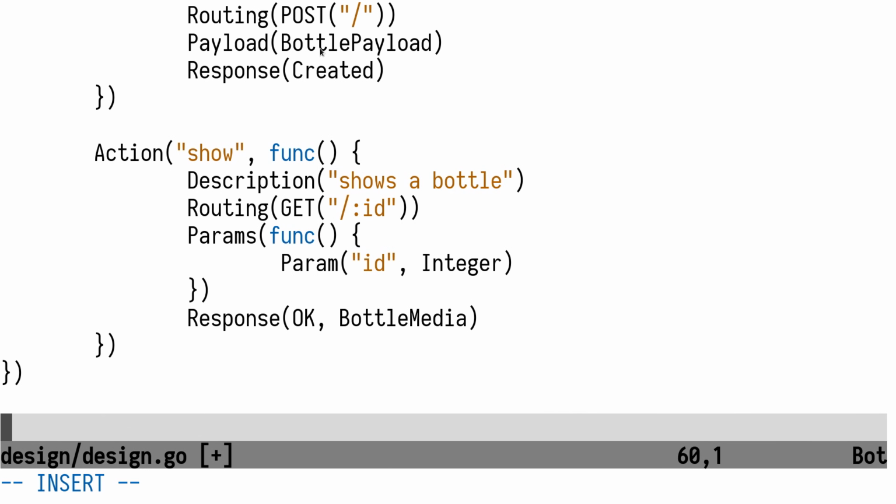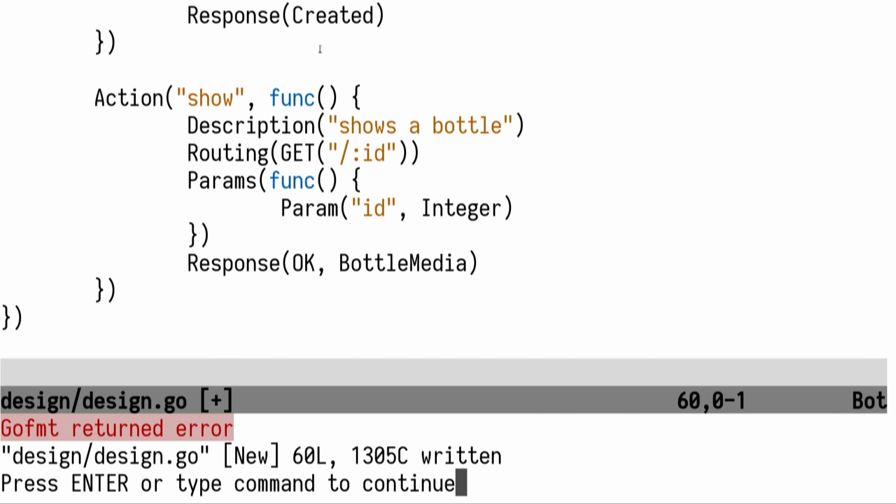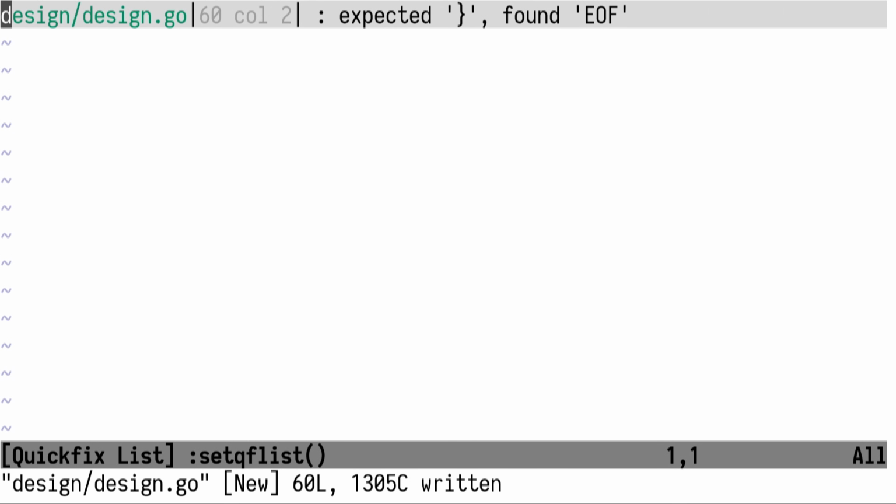Awesome, we're done. We've designed our API. Now we can have fun and generate code. Okay. Uh-oh. I made a mistake somewhere. Somebody help me. What did I do?